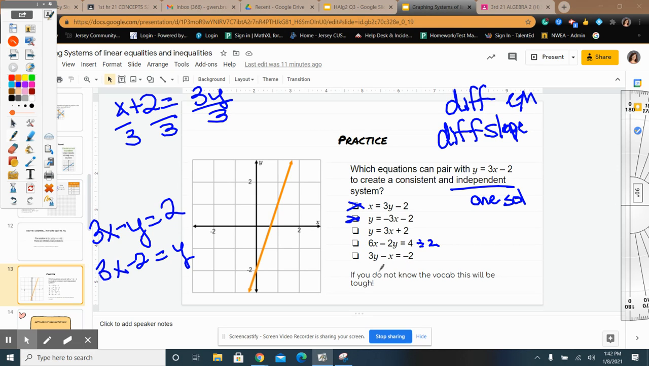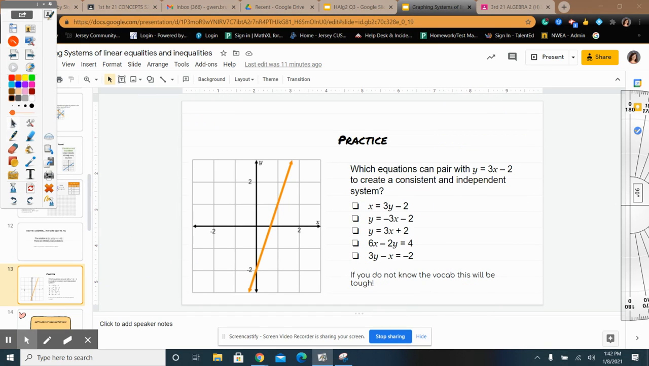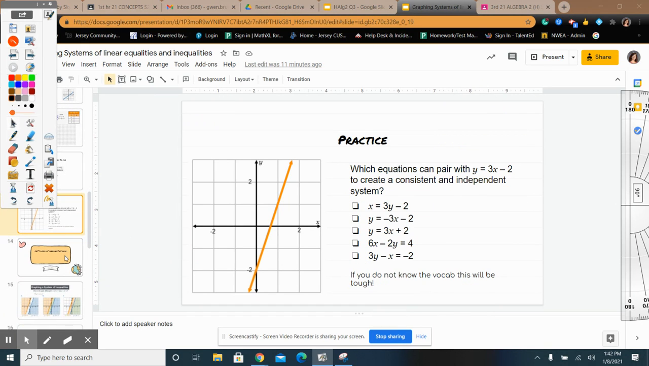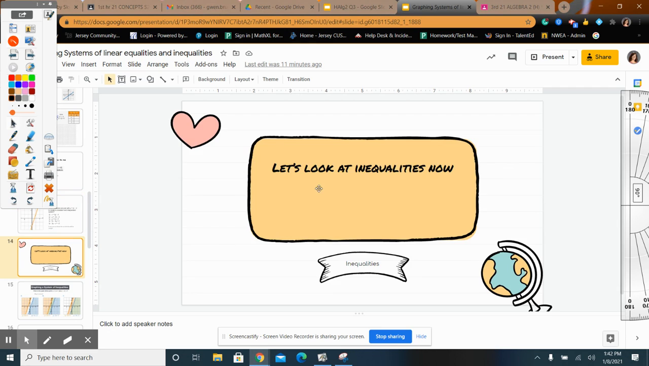To try this last one, if we get y all by itself, we would have 3y is x minus 2, and then you would divide everything by 3. And yeah, that one would work as well. So there are 3 different things you could do to get solutions. There are actually infinitely many equations that you could write that would touch that, and infinitely many you could write that would be parallel to it as well, but that's just the vocab. So what happens with inequalities?